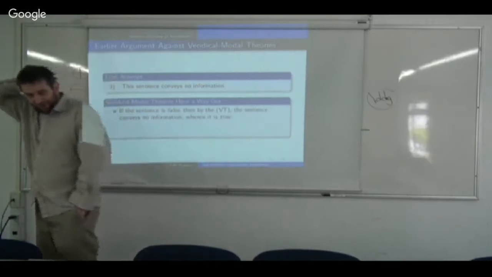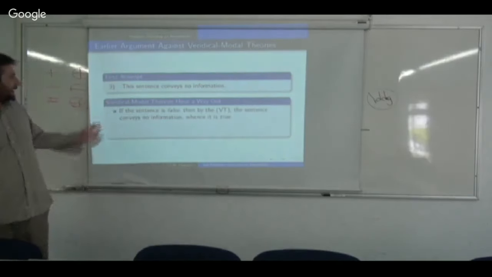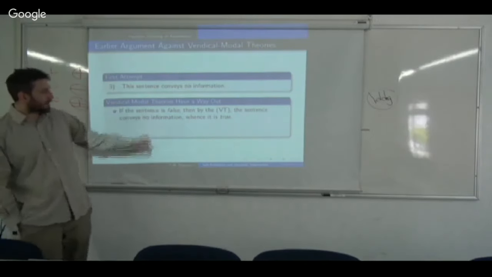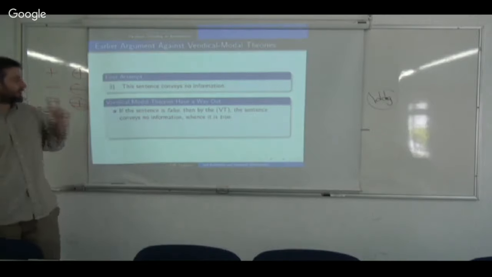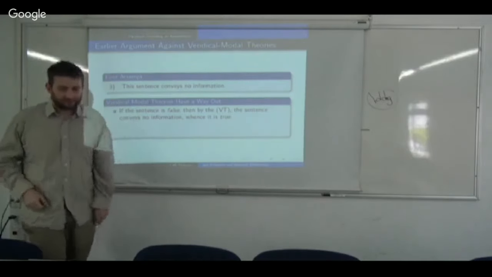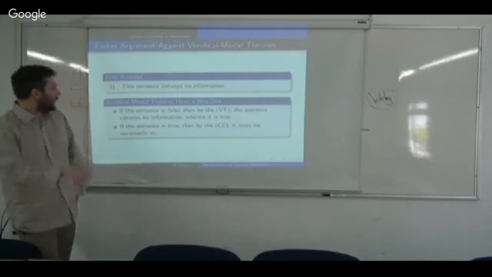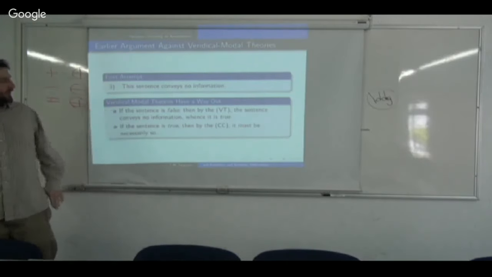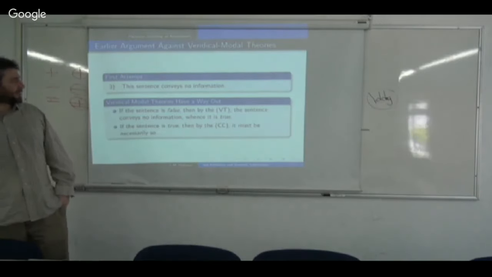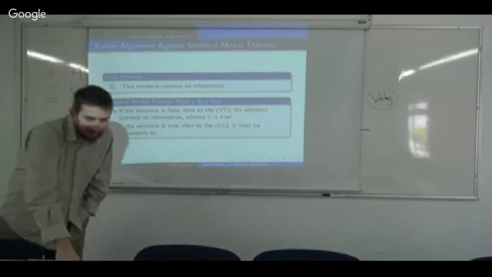But vertical modal theories are perfectly fine with this, right? So suppose the sentence is false. Then by the verticality thesis that they endorse, it conveys no information and it's true. So from its falsehood, you get its truth. But if you do assume the sentence is true, then by this contingency constraint, it must be necessarily so.